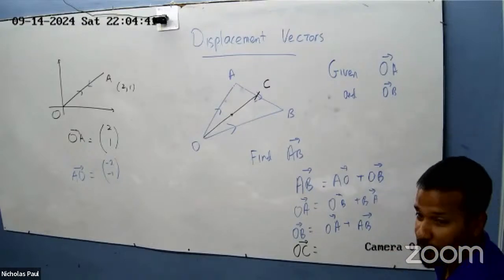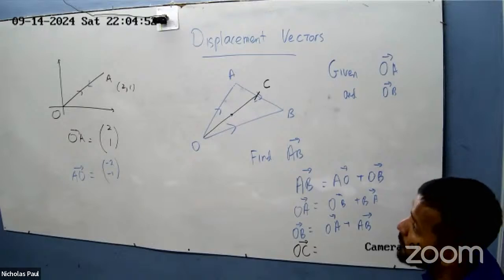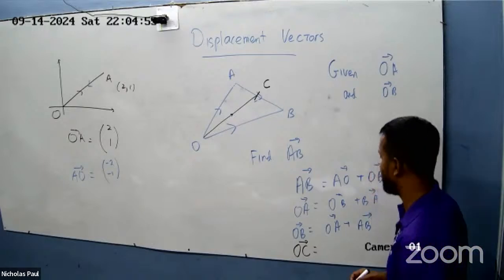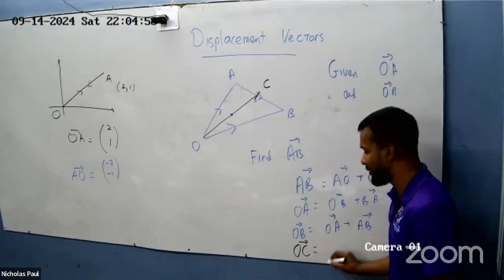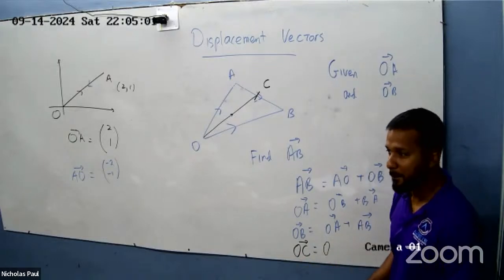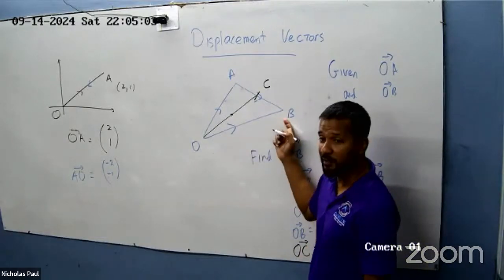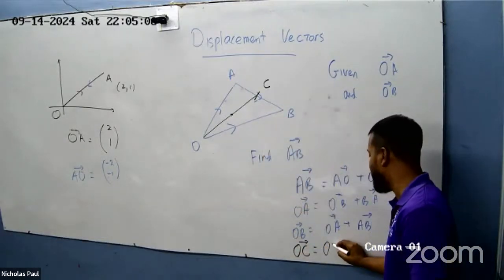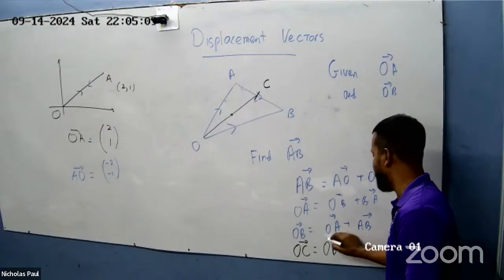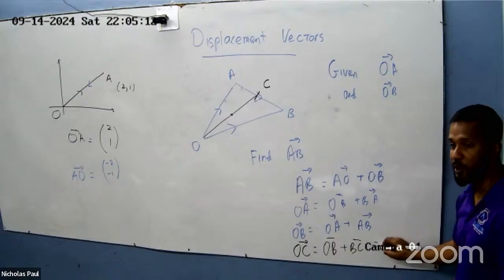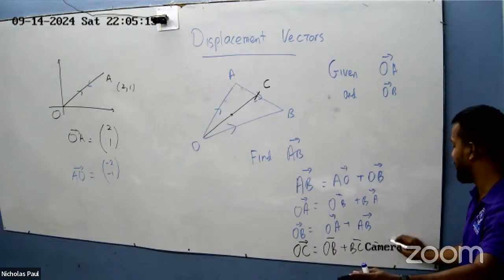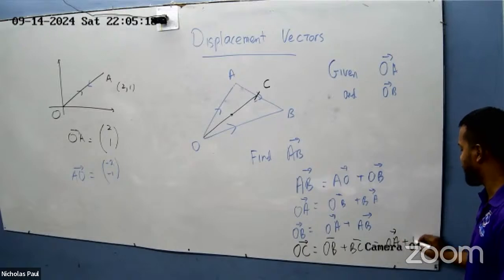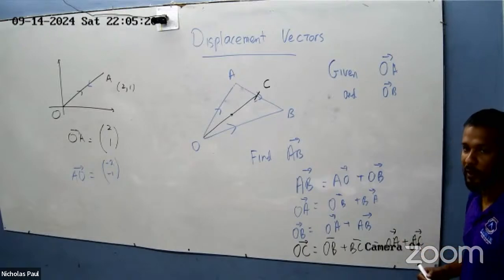OC is what? Tell me. O to, so we're starting at O, right? O to what? O to B, okay, and then B to C, that will work. O to B and then B to C. Anybody see a different option? O to A and then A to C.